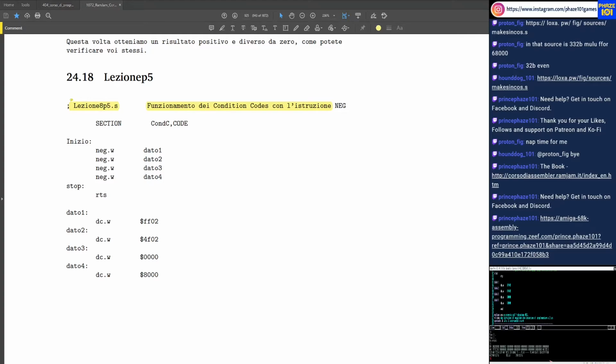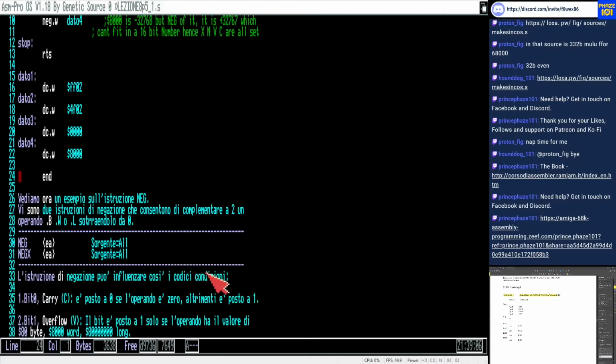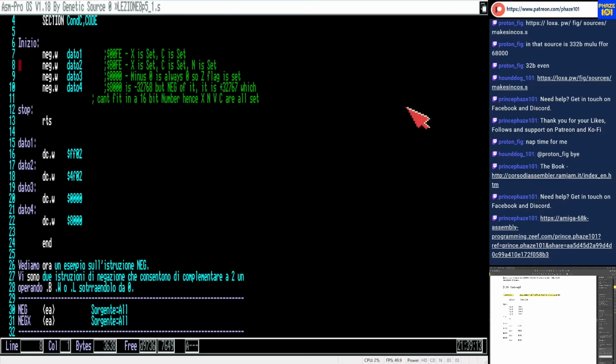So we're going to negate what is in this memory location, which is FF02. That value will change to... Oh, sorry. I didn't switch to the Amiga. Good job. Thanks, Hound Dog. You caught me exactly in time. So we have these negate instructions, and they are going to work on these 4 memory locations with these values.